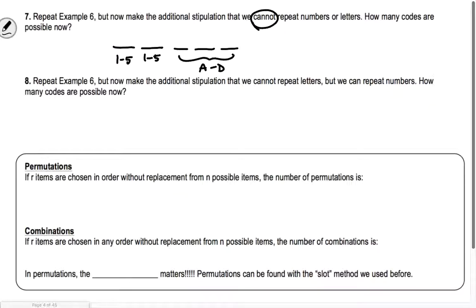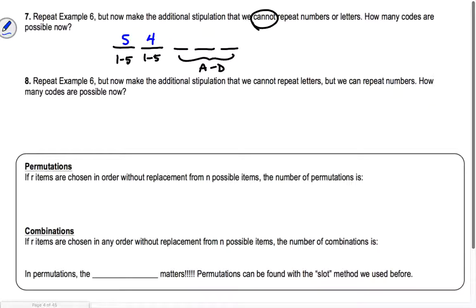So how many choices do I have for the first slot? 5. Once I choose that number, I have 4 left. What about the A through D? 4, 3, 2. Yeah, it goes 4, 3, 2. Exactly. Does that make sense? Do you guys get that?